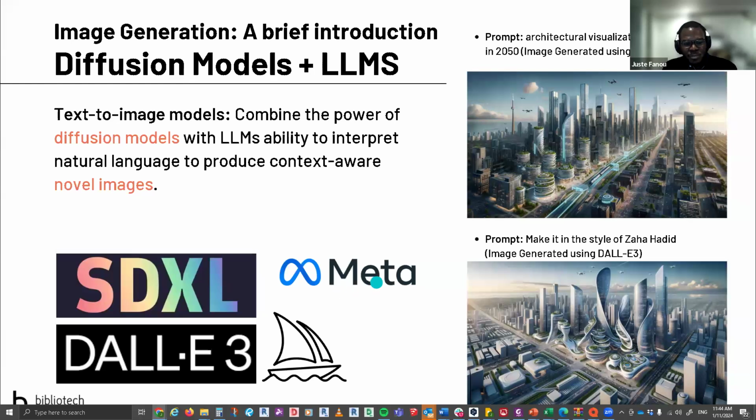Then I said, well, modify the image and make it in the style of Zaha Hadid, right? So it knows, at least in context, buildings that have been designed by Zaha Hadid. So it's creating things that have more curves, et cetera. So this is essentially how they work.